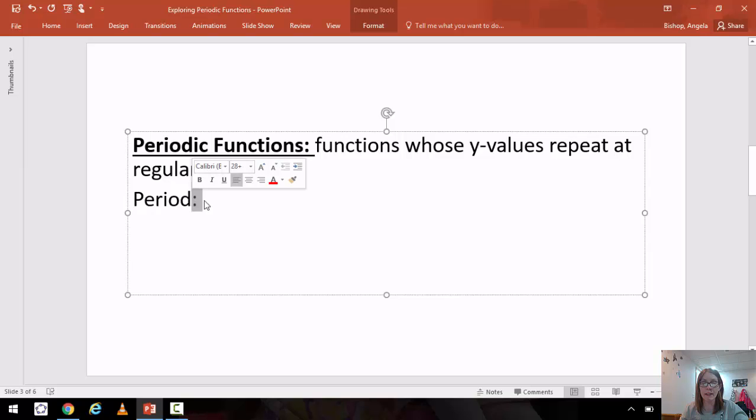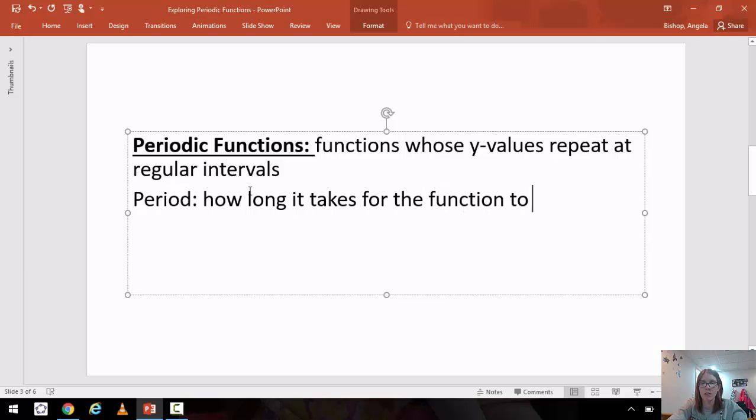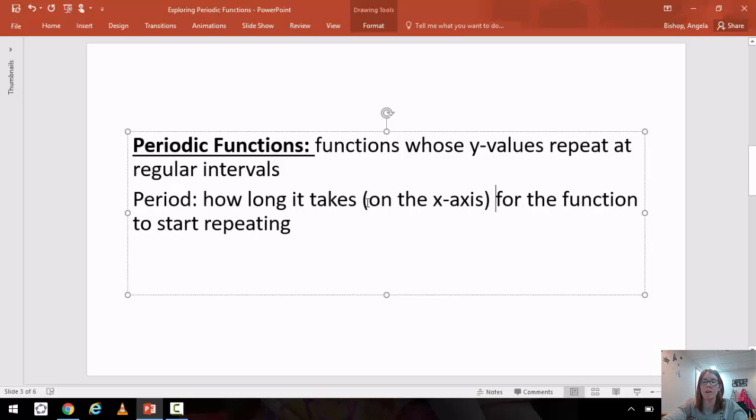And the period is how long it takes for the function to start repeating. And I should add on there, that's how long it takes on the x-axis for the function to start repeating.